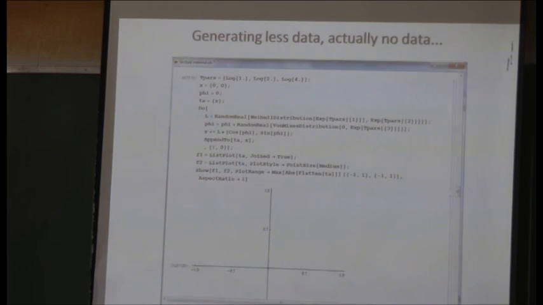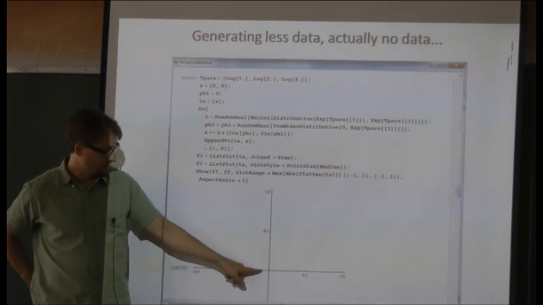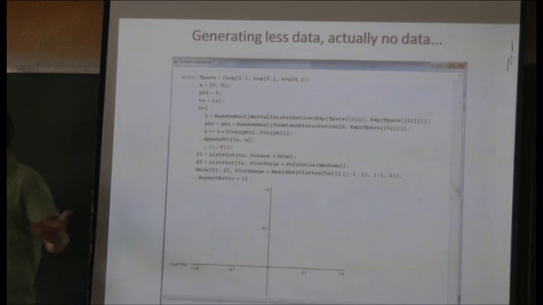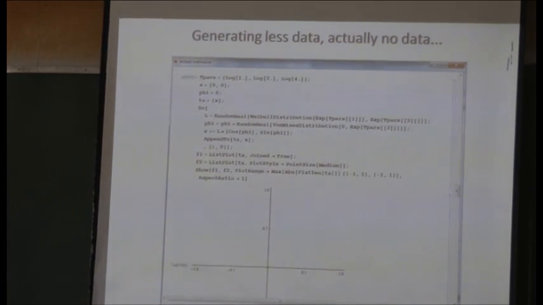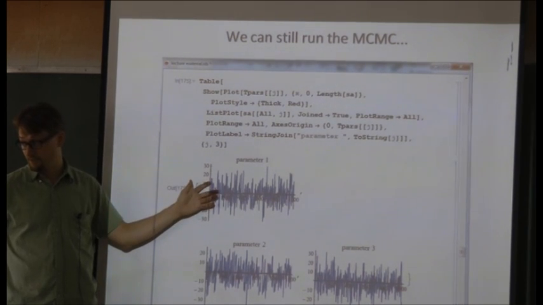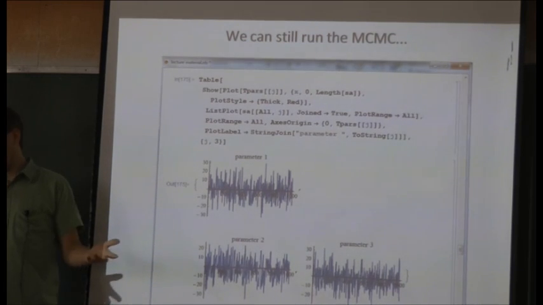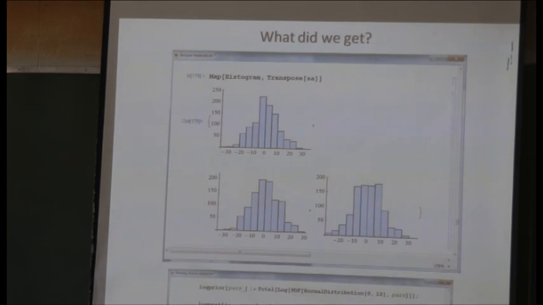What happens if you have less data? Well, the limit of that is that you don't have any data. You only have the starting point, you don't have any steps. Let's just run the MCMC algorithm. You can still run it, just plug in no data. It's still converging to some stationary state. We don't have any data, but still we get some estimates of the parameters. Let's plot the histograms of those to see what we got.